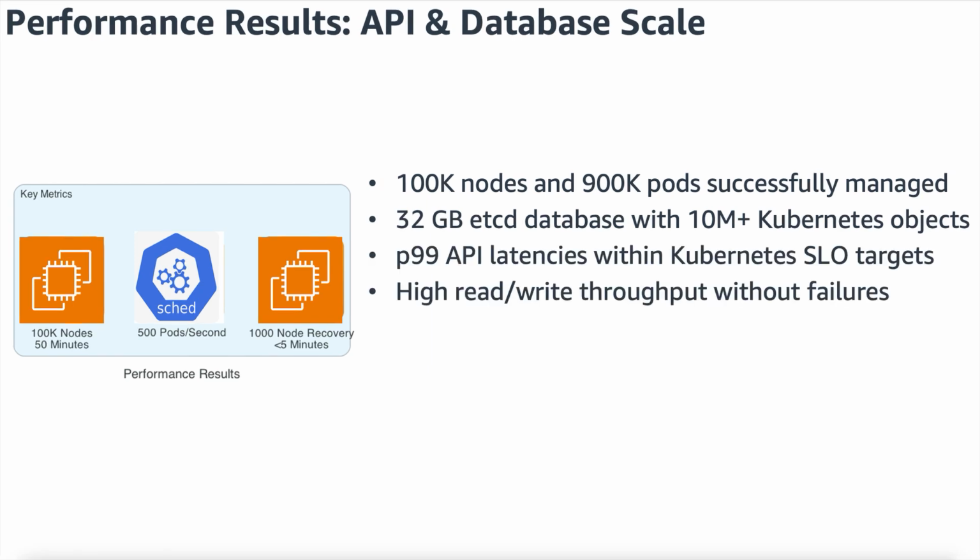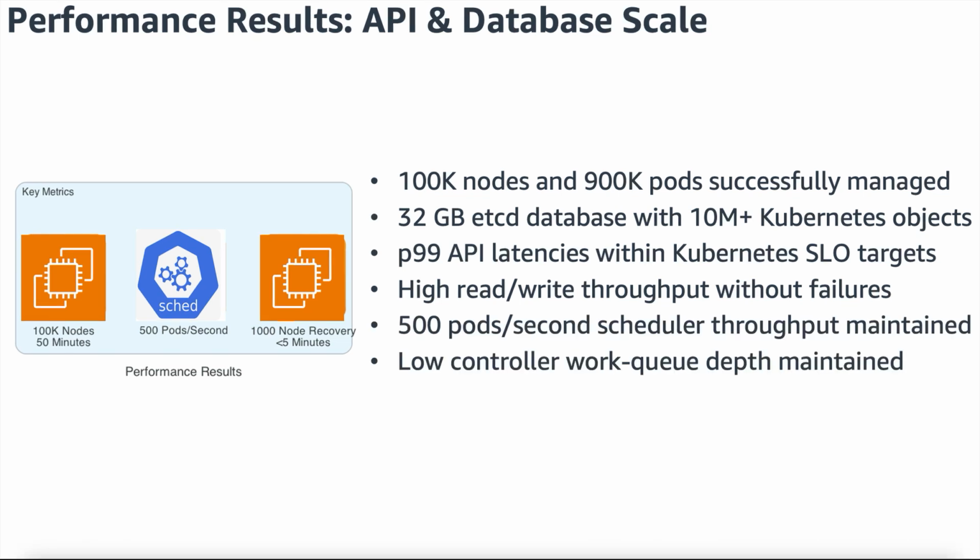API performance remained consistently excellent throughout testing. The P99 API latencies stayed well within Kubernetes SLO targets of 1 second for gets and writes and 30 seconds for list operations. Even under high load with massive workload churn, the cluster served high read and write throughput without failures. The Kubernetes scheduler consistently delivered throughput of up to 500 pods per second, even at 100,000 node scale.